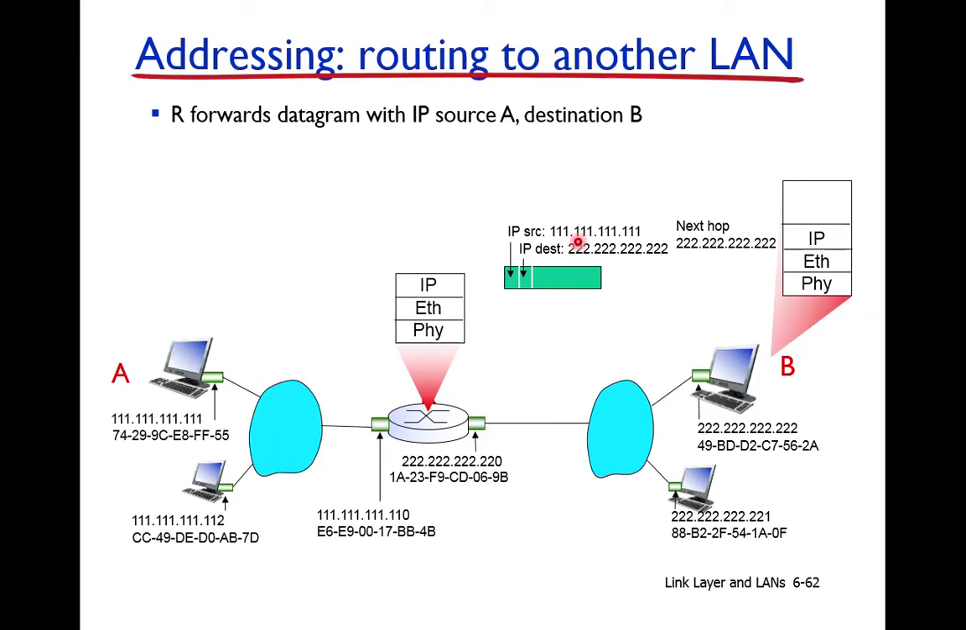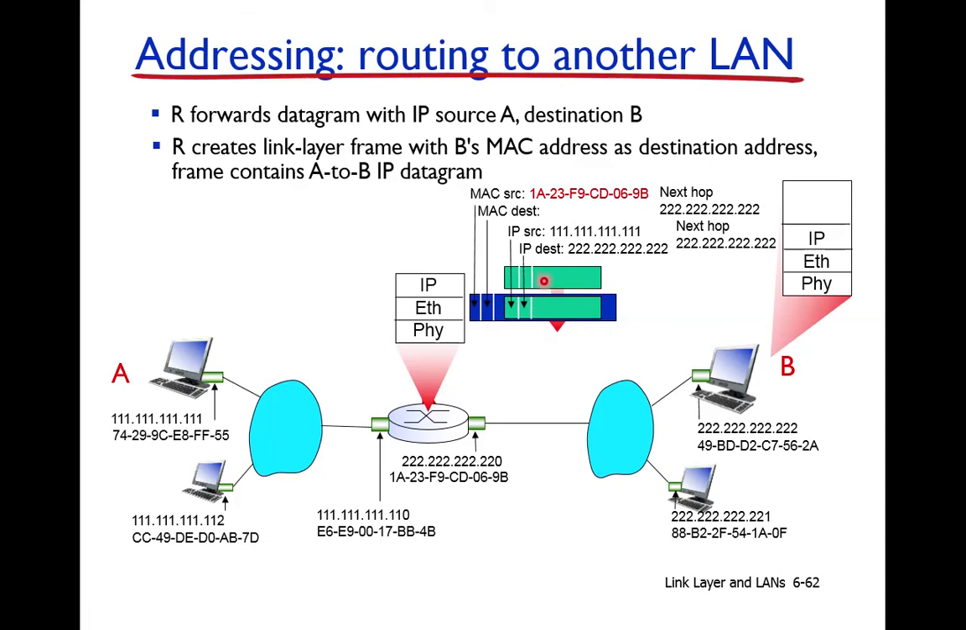So the IP source is the same, since this message is generated by A, and this message is for this node, so the IP destination will remain. But this router has a table, and from this table it will come to know that this message should be forwarded directly to this. So the next hop is 222.222.